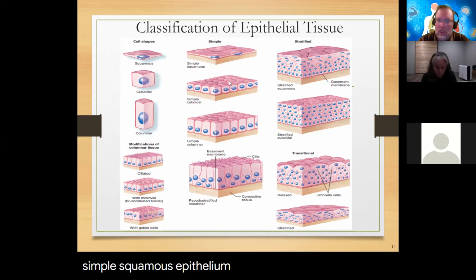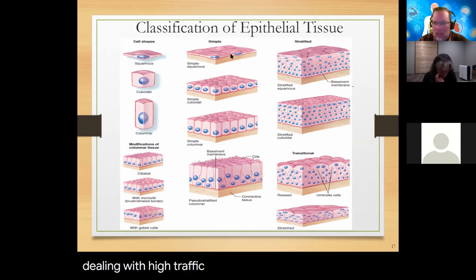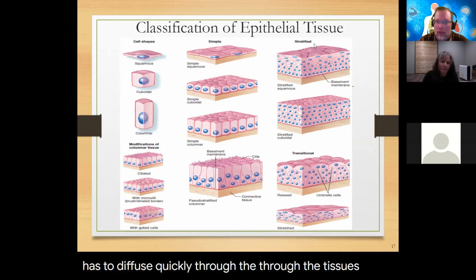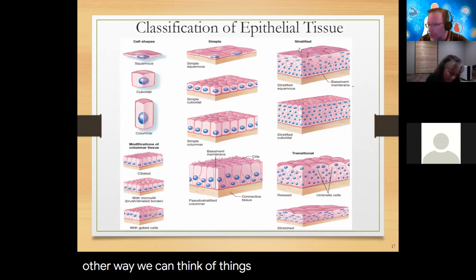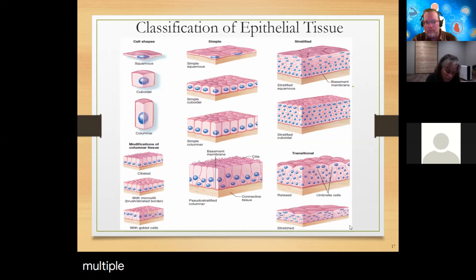I need oxygen, so I need some modicum of protection, but we're not dealing with high traffic, high friction areas. Plus, I need gases to diffuse quickly through the tissues. The other way we can think of things is as multiple layered, and that would be stratified. The word strata means layer, so stratified just means layered, multiple layers.